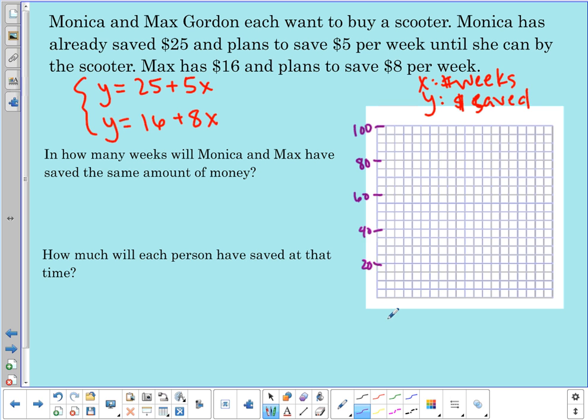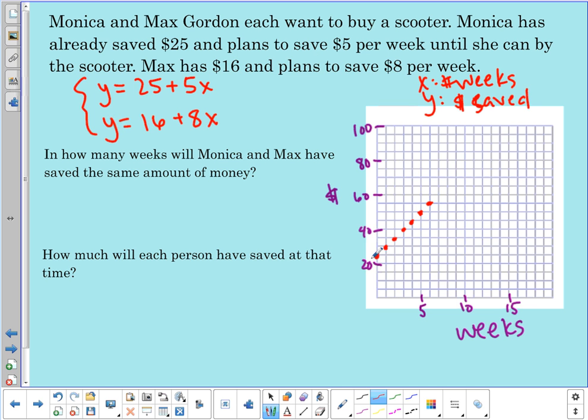Then over here, this is the money. Here's the weeks. For the weeks, I think I'm just going to count by ones. 1, 2, 3, 4, 5, 6, 7, 8, 9, 10, 11, 12, 13, 14, 15. So I just counted by ones for the number of weeks. All right, so now let's graph Monica's equation. Monica's equation starts at 25, which is right here, and goes up $5 for each week. So up 5 over 1, up 5 over 1. And remember, my y-axis was counted by 5s, so that's just really up 1 grid line, over 1. Up 1, over 1.